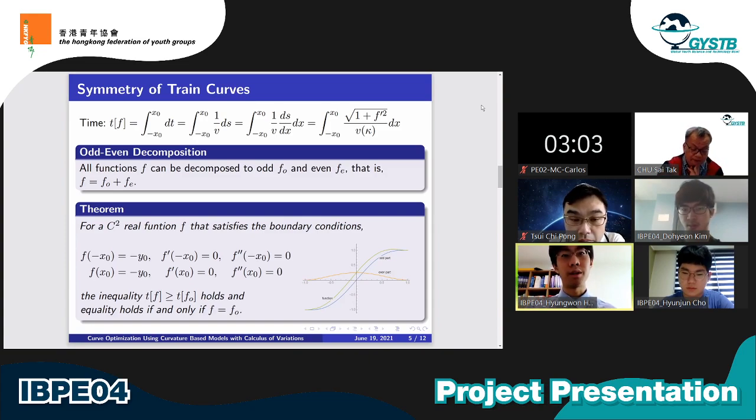The theorem states that if a function f satisfies all these boundary conditions, then the time when using f is greater than or equal to the time when using only the odd part of f. And equality holds if and only if f equals fo. So we can minimize time when we use the odd part of a function. So using odd functions will be optimal.